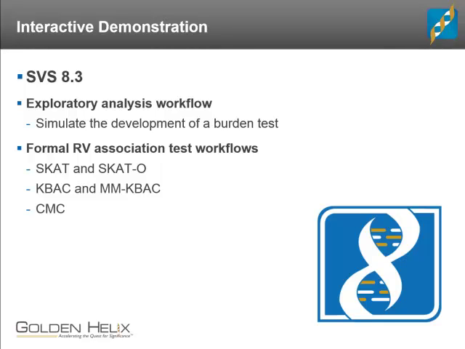So we're going to move ahead now and go into the SVS software and see how this all works. We'll look at it a couple different ways. To begin with, we'll open up some data, look through it more in an exploratory fashion, and just see how SVS allows you to visualize this data, and we'll simulate the development of a burden test. From there, we'll look a little bit closer at how to do a formal rare variant association testing workflow for some of these different methods.